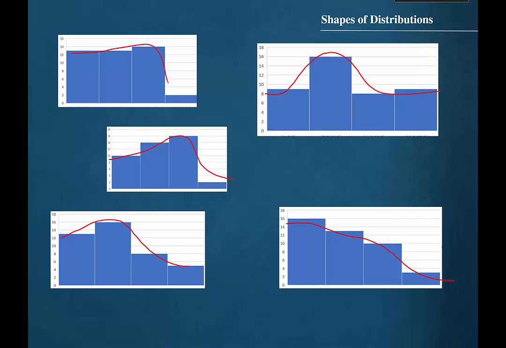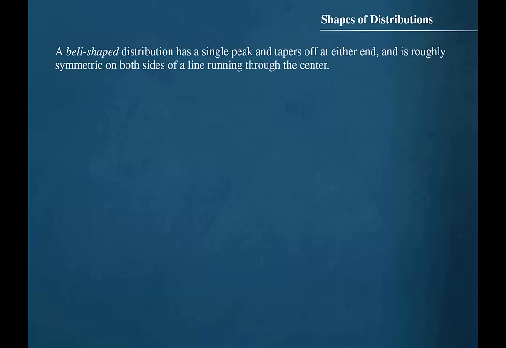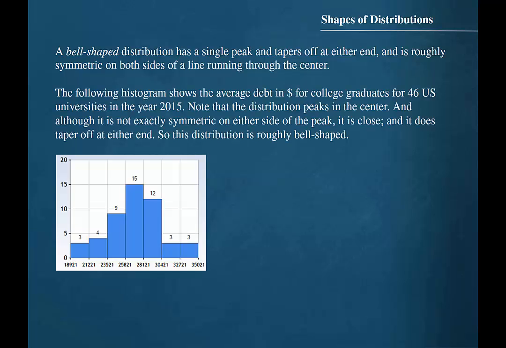identify an overall pattern. A bell-shaped distribution has a single peak and tapers off at either end, and is roughly symmetric on both sides of a line running through the center. The following histogram shows the average debt in dollars for college graduates for 46 U.S. universities in the year 2015.